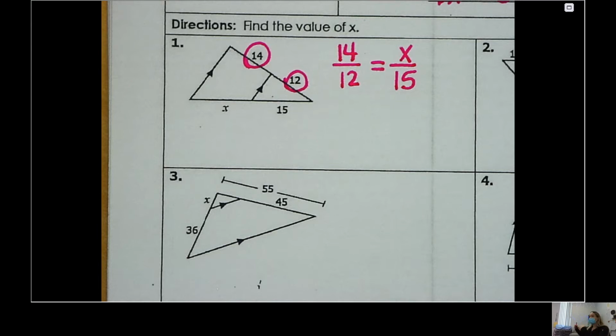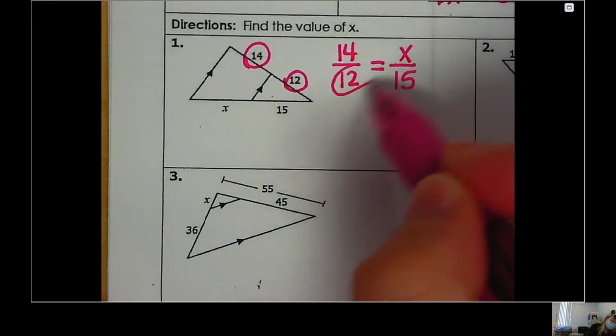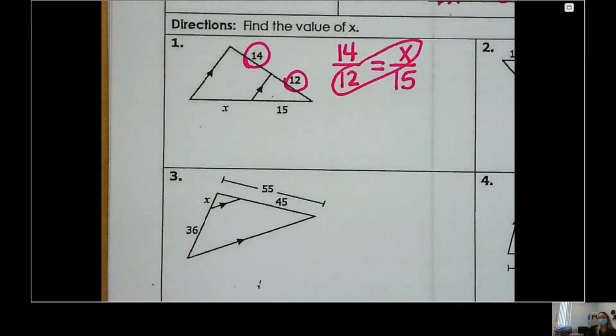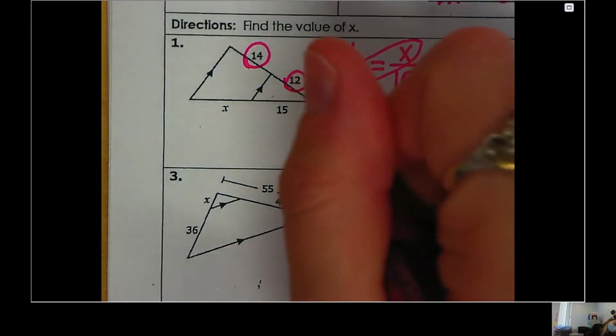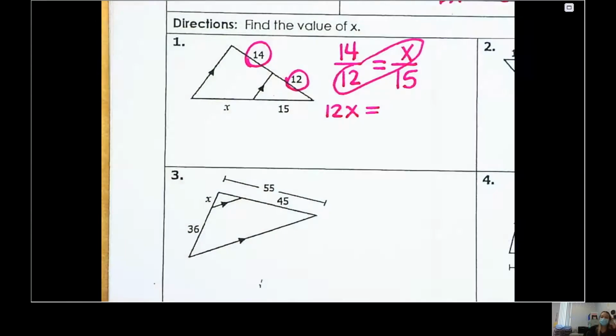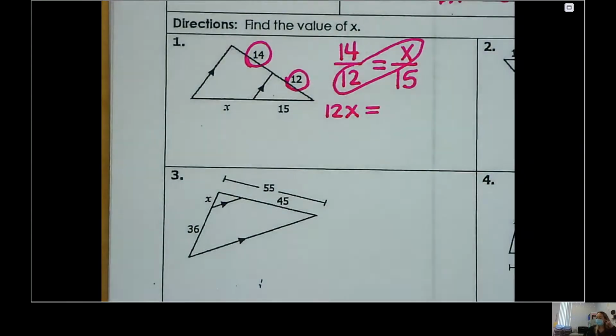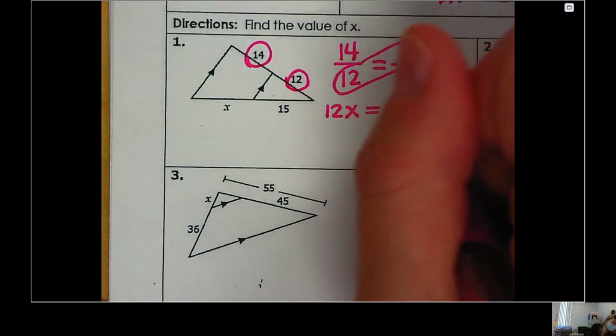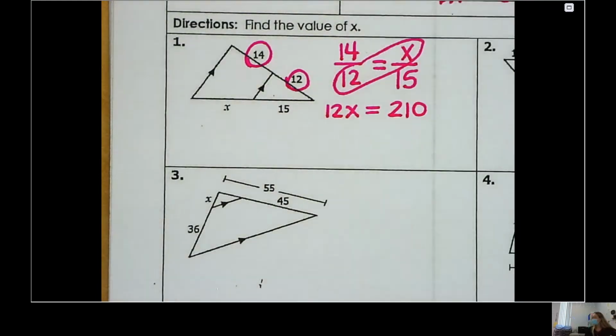What do I have to do with my two fractions now? Cross multiply, or multiply diagonally. So what is 12 times x? Equals, what's 14 times 15? A big number. 210. Hey, there's your equation.